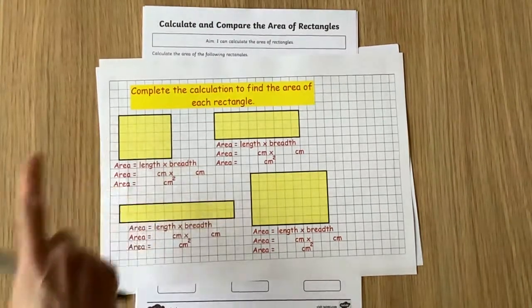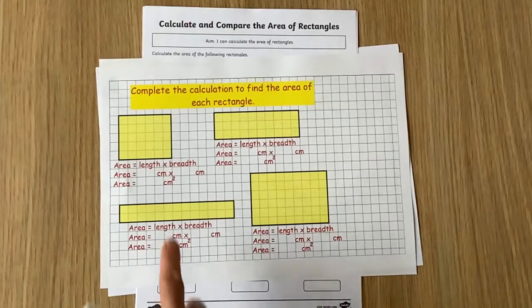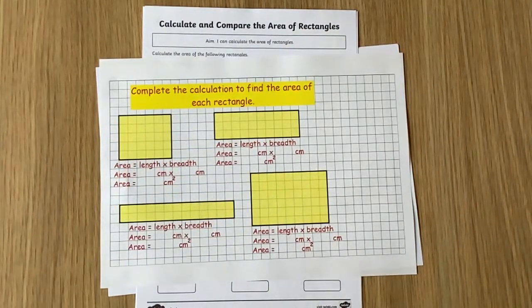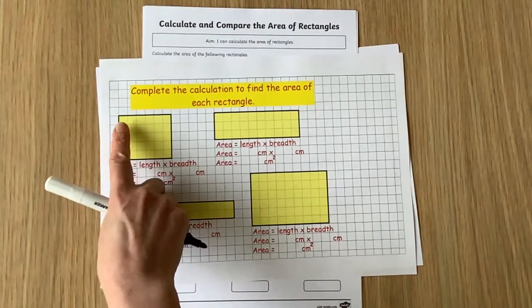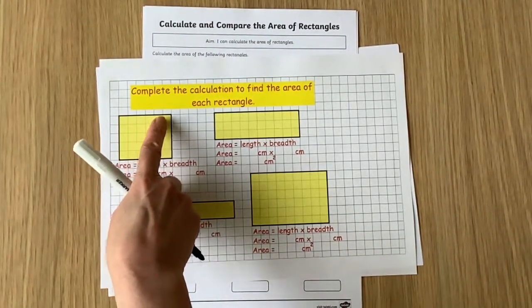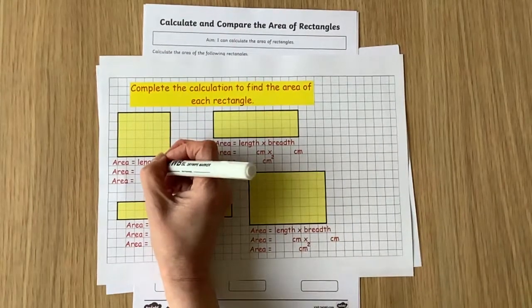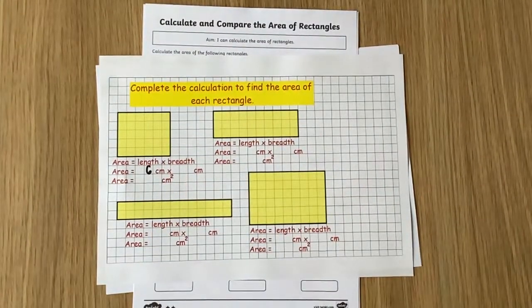So let's take the first one. We're not going to count every single square. We're going to measure how many there are going across and how many there are going down. So shall we look at the first one? Going across, I've got 1, 2, 3, 4, 5, 6. So the length is 6 centimetres.